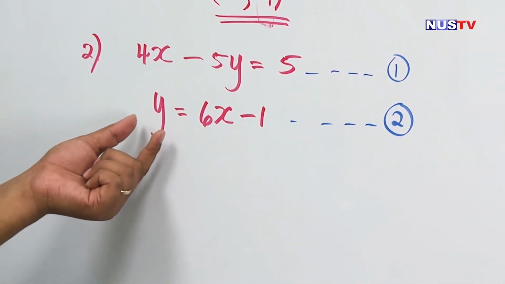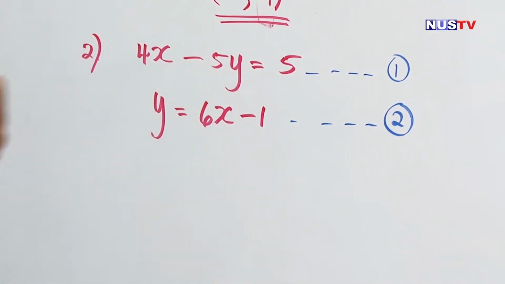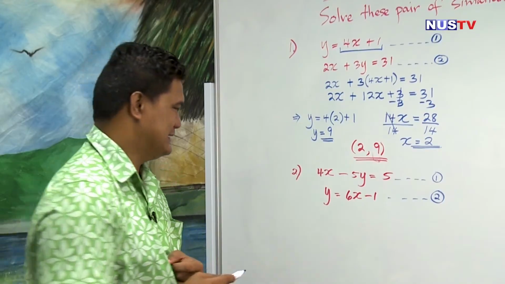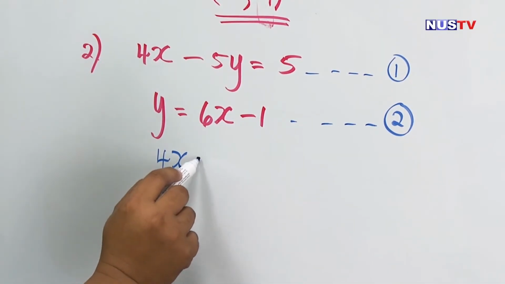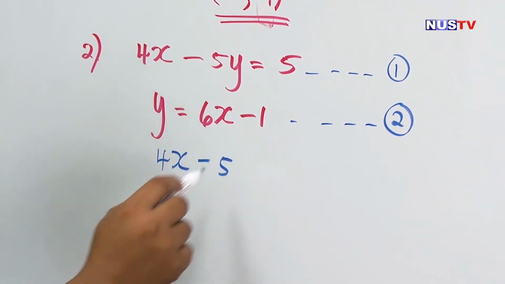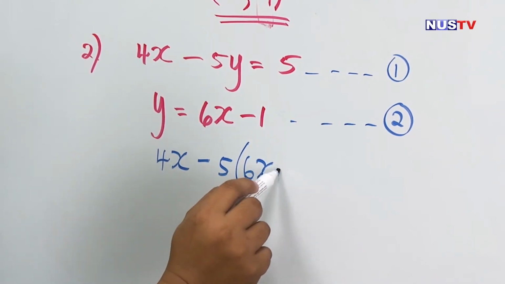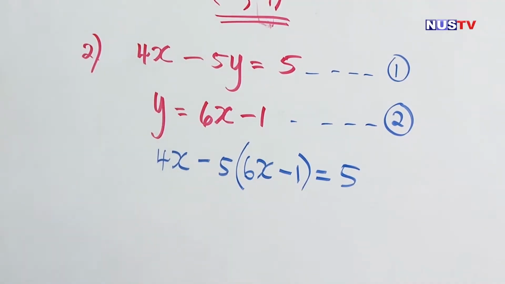So we are going to sub this value of y inside here in order for us to collect our x value and get our required value for x. So as we did in our first example, so 4x minus 5, then replace this y with 6x minus 1, and that is equal to 5.